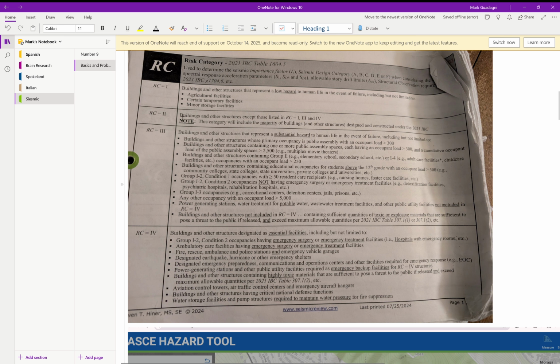You can see that, as I said before, most buildings are in risk category 2, but then buildings with higher occupancy, movie theaters with 2,500 people, etc., wastewater treatment plants like where I work, the water industry, stuff like that, that'll be risk category 3. Also prisons, because you don't want a structure falling on a building that they can't escape. And then most importantly is the emergency places like hospitals and highly toxic stuff.